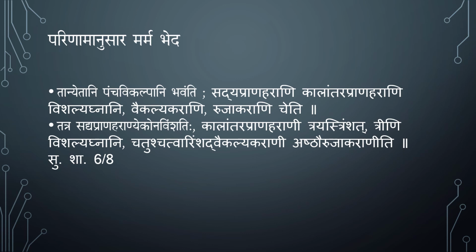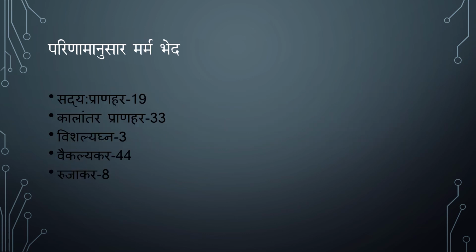So here, Sadhya Pranahara are 19 in number, Kalantara Pranahara 33 in number, Vishalagna 3 in number, Vaikalyakara 44 in number, and Rujakara 8 in number. Again, the same: Sadhya Pranahara 19, Kalantara Pranahara 33, Vishalagna 3, Vaikalyakara 44 and Rujakara 8.